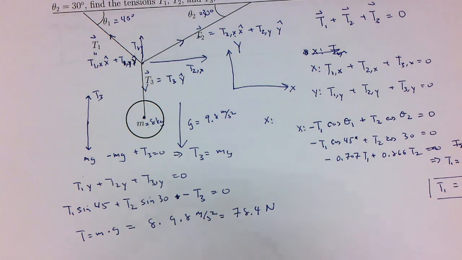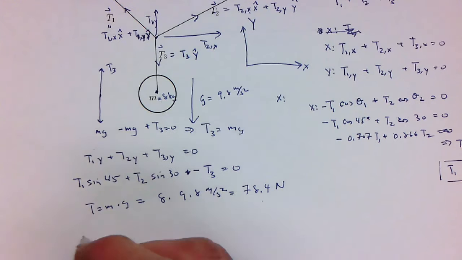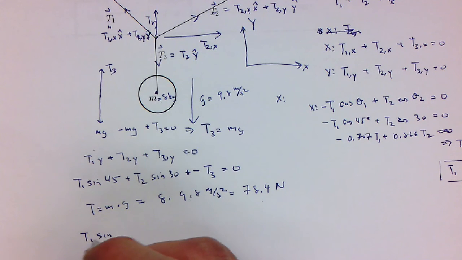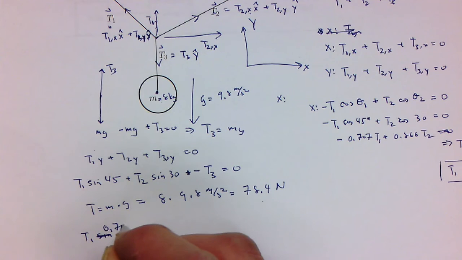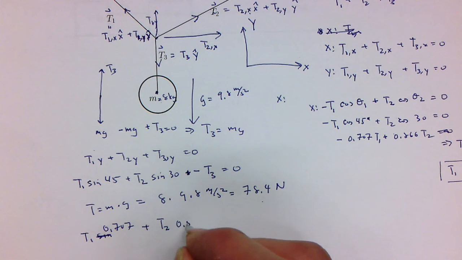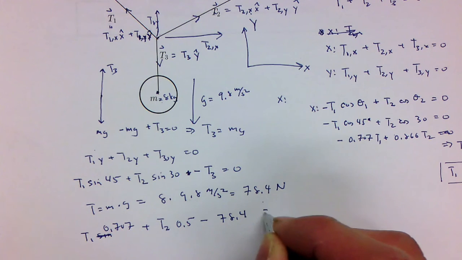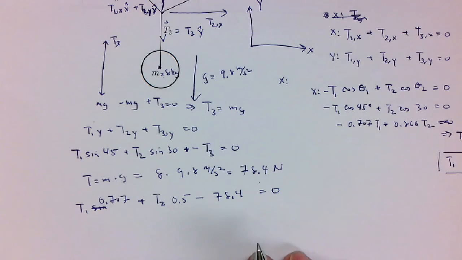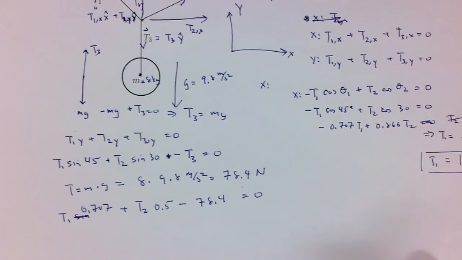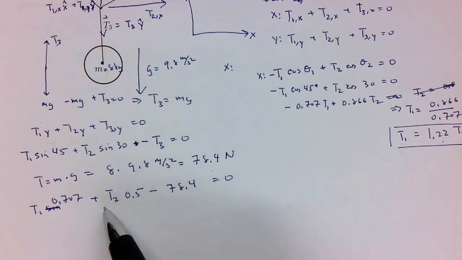All right. So with this, we can actually solve it. Let's take this number and plug it into this equation right here. So again, we have T1 sine of 45, which is 0.707, plus T2 sine of 30, which is 0.5, minus 78.4 newtons is equal to 0. We still don't have enough information unless we remember that T1 and T2 are related by a factor of 1.22. So T1 is equal to 1.22 T2. Let's plug that into here.